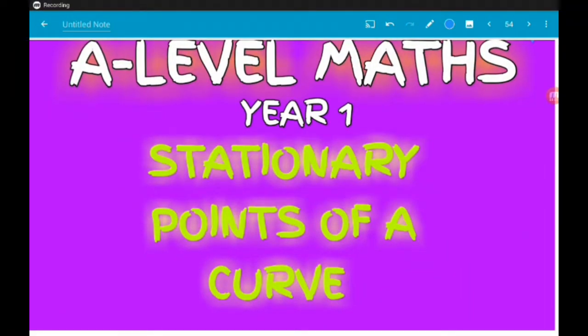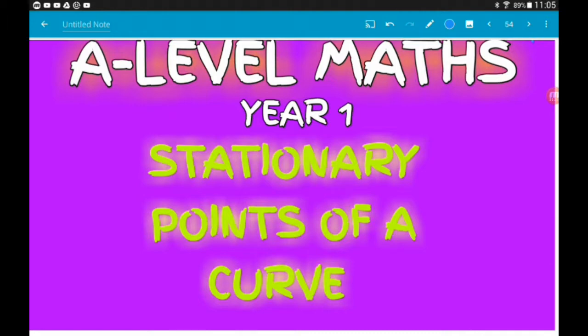Hey there guys, in this video we're going to be taking our first look at stationary points. Now a stationary point is just a point on a curve where the gradient is equal to 0. We can use differentiation to find the coordinates of these points, which is what we're going to be doing in this video. There are three types: minimums, maximums, and points of inflection.